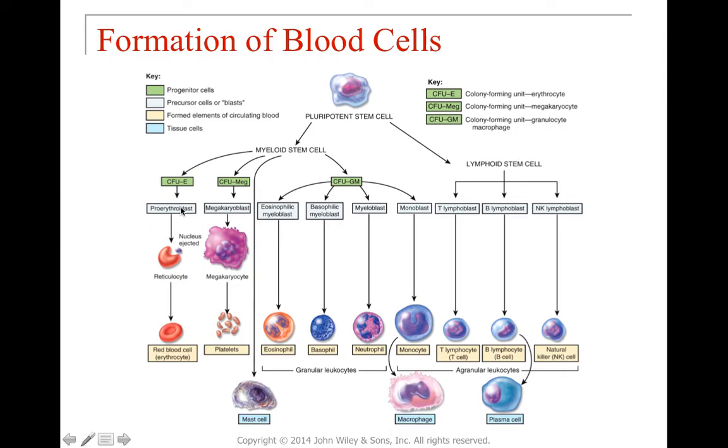It still has a nucleus, but as I just mentioned previously, erythrocytes don't. So red blood cells don't have a nucleus. So the nucleus is going to have to get ejected out of it, and then that becomes what's called a reticulocyte, which is kind of an intermediary cell, and then eventually goes down the pathway to become an erythrocyte.